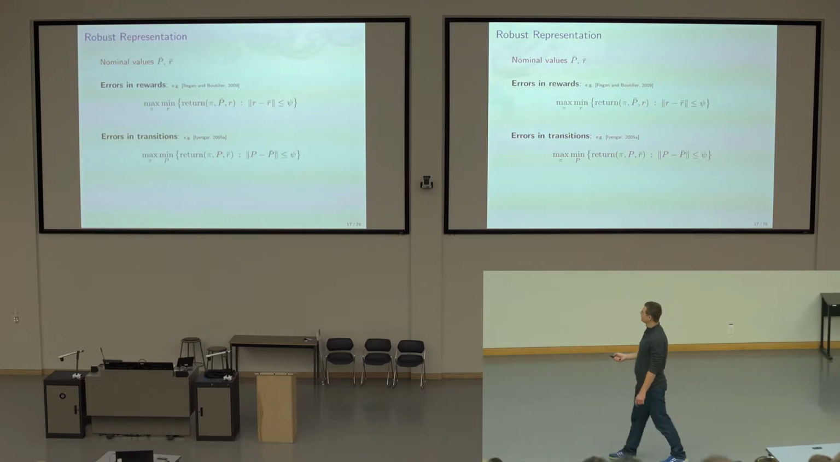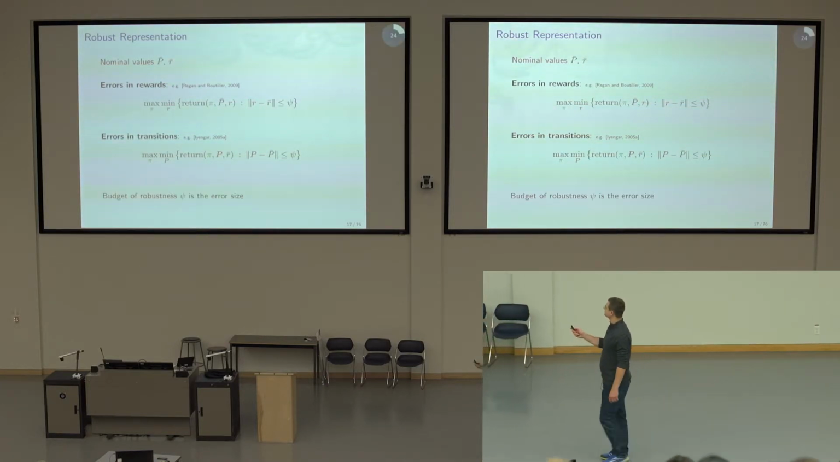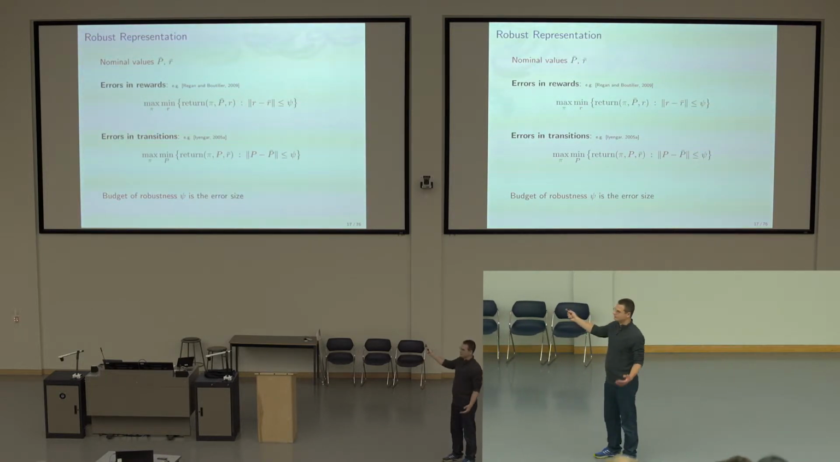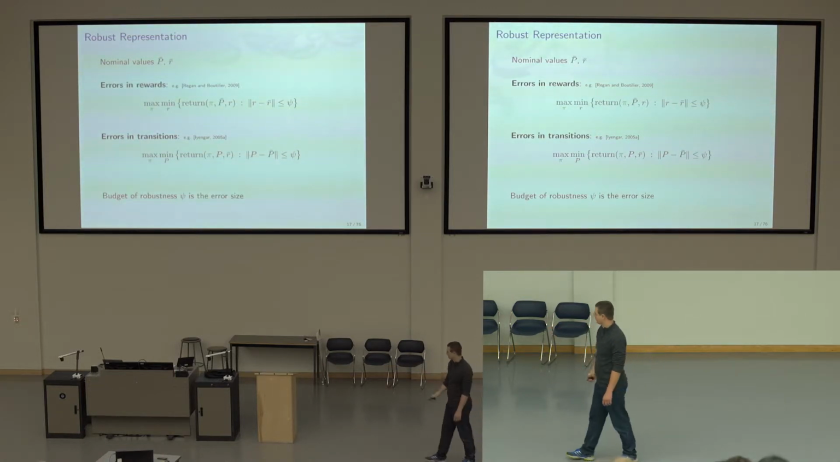So let's look at the first problem first. Here psi, I'll be using, it's called the budget. It's the size of the error. It's how much power we give to nature.